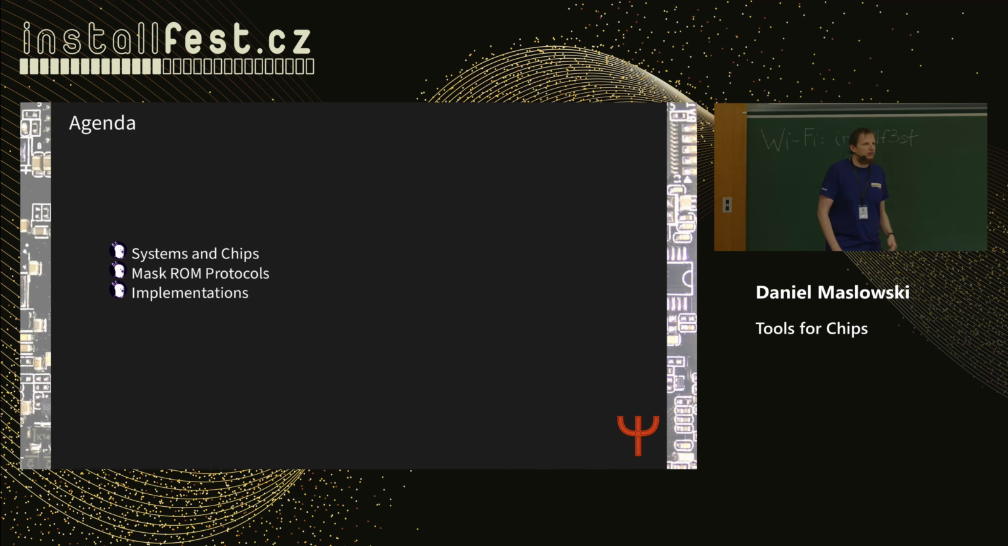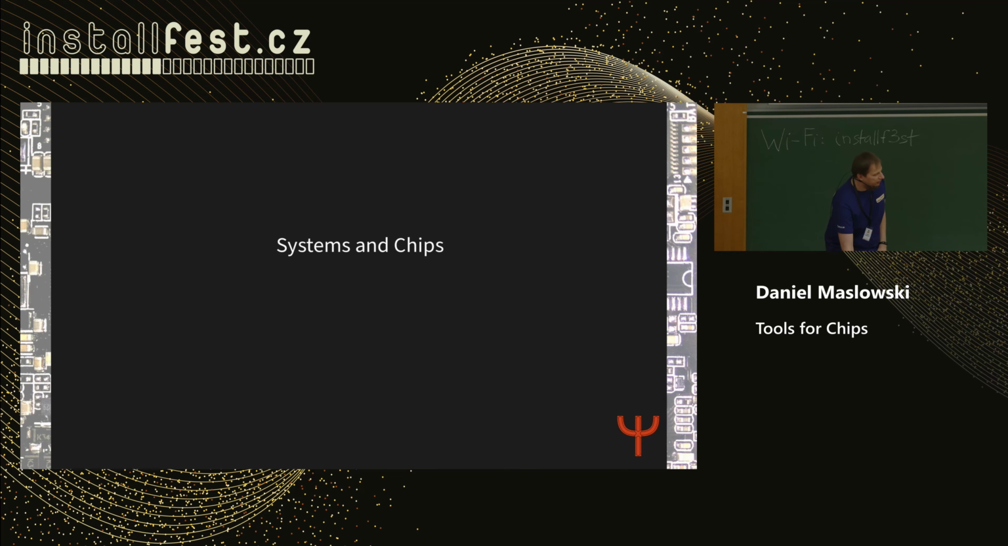So yeah, this is the rough summary for today. I will talk a bit about what systems are. I mean, most people here have seen chips, I guess, but I will talk about what it really means to have a system and a chip and so on. I will talk about the protocols that we can find in these chips and the so-called Masgrams. And then I will present the implementations that we have so far for working with chips.